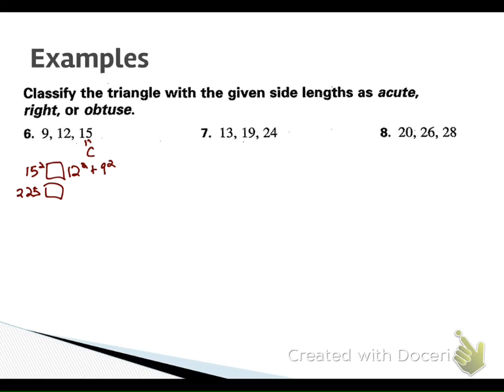We have a box. 12 squared is 144. And we have 9 squared, which is 81. We're going to add the right-hand side of our equation. 225. So we see these are equal. When they are equal, what do we know? It's a right triangle.